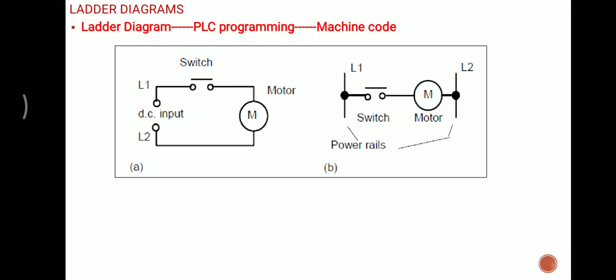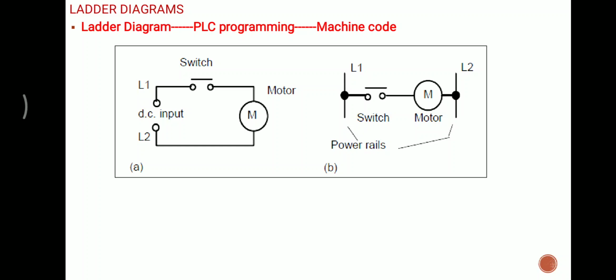That PLC program will be fed to the machine code or machine language, and that machine language is in terms of binary codes 0 and 1, and that language will be read by the microprocessor and further actions will be taken in the system.